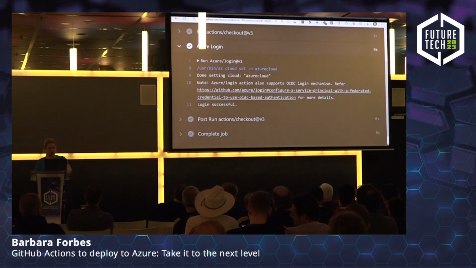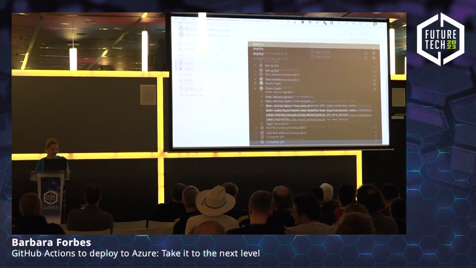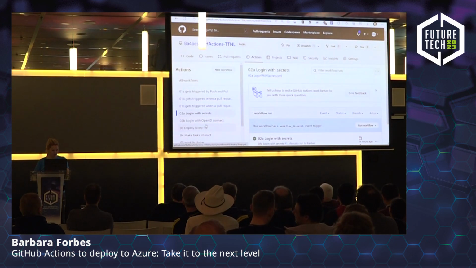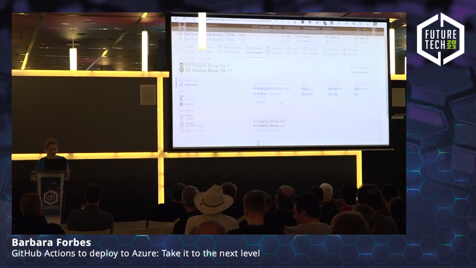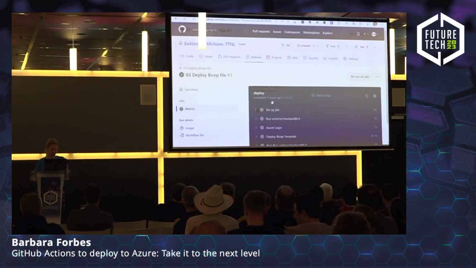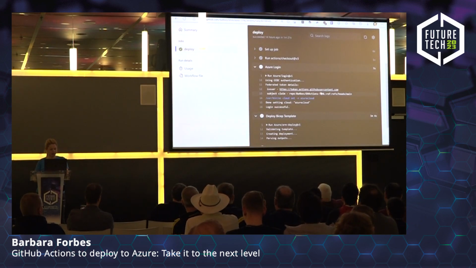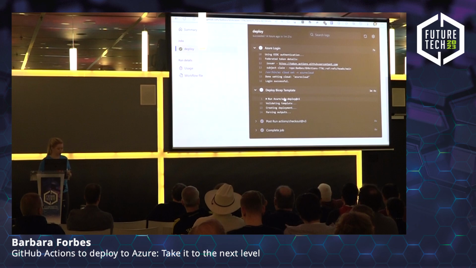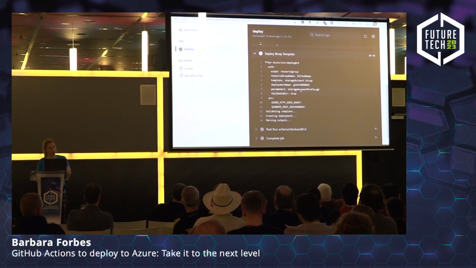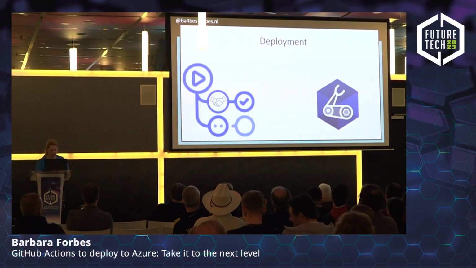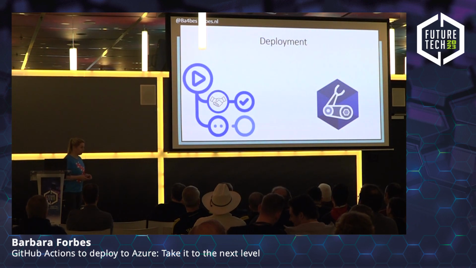So if we look over here now, I've got the deploy the Bicep file. And it connects to Azure. And then it deploys the Bicep template. You can see everything that happened, what parameters were used, and that it was actually successful. So we got the deployment there.